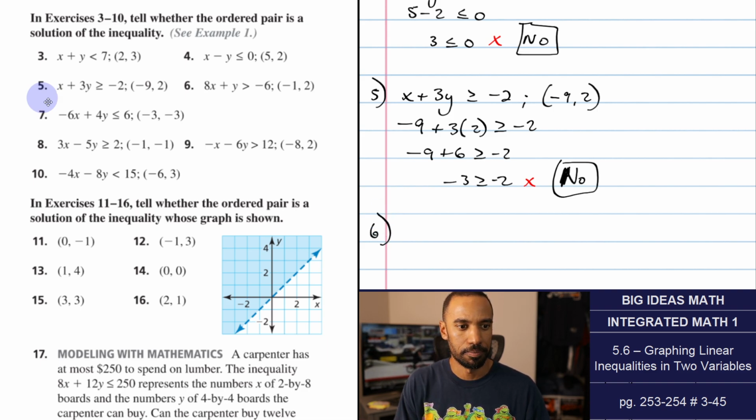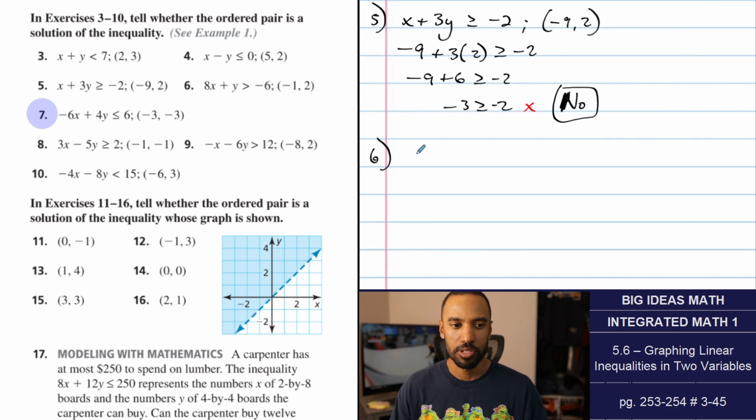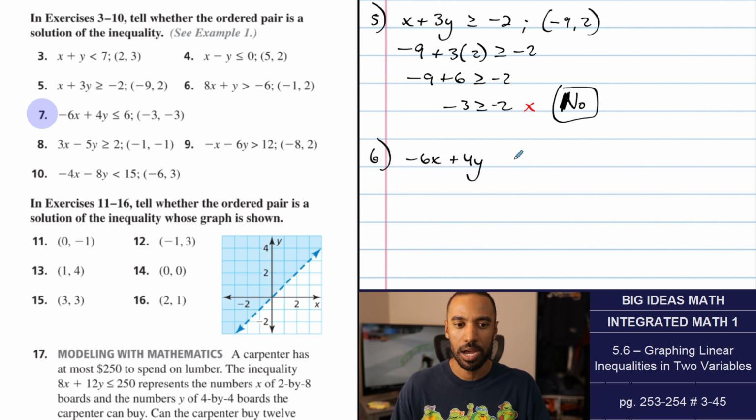Number 6. They try and get trickier with negatives and such. We'll see how they do. So number 6, we'll see how we do. Negative 6x plus 4y. Notice how all these are in standard form. That's not good nor bad. It's just notice how they're all in standard form.